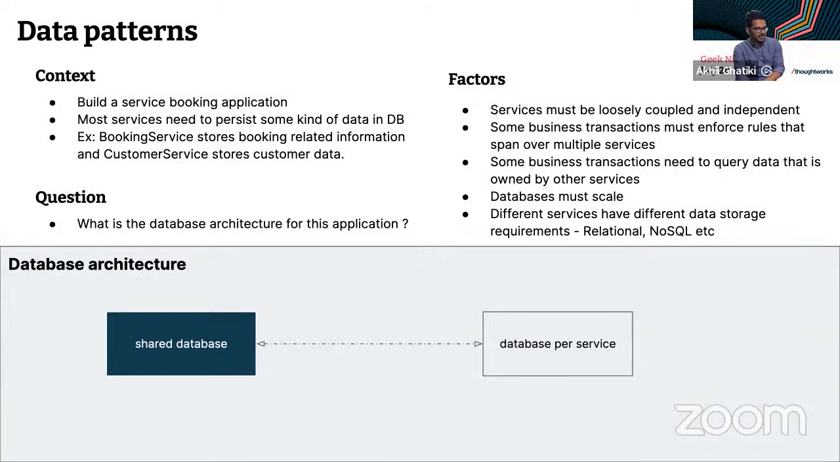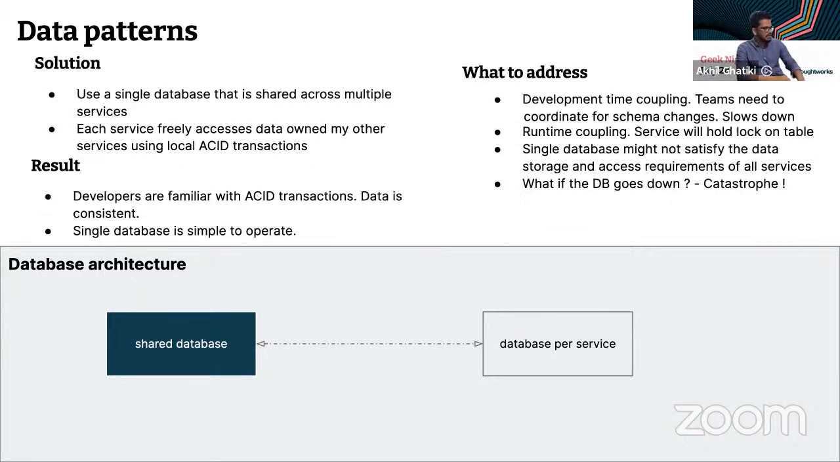The database should be able to scale, and different services have different data storage needs. One can be in relational databases, another service can be dealing with NoSQL. It can be anything, so these are the factors you need to think about. Now, with a shared database, you have a single database for your whole application, for the whole suite of services. Each service can freely access data owned by the whole platform with local ACID transactions. The result is that your team is quite familiar with ACID transactions, and a single database is very simple to operate.